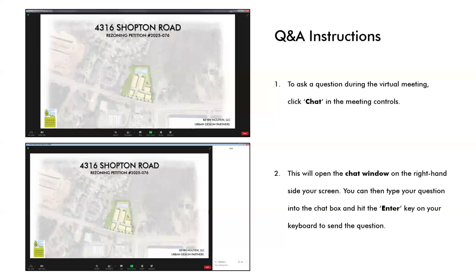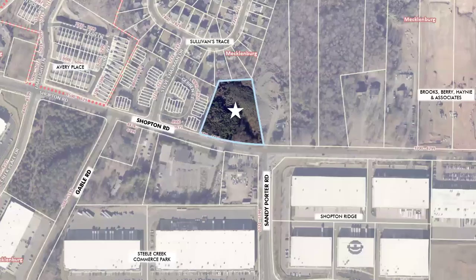All right, here's an aerial of our site as it exists today. It is a 2.58 acre site, located north of the intersection of Shopton and Sandy Porter Roads, east of Steel Creek Road, and adjacent to the Sullivan's Trace community. The site is partially wooded, but currently remains undeveloped.